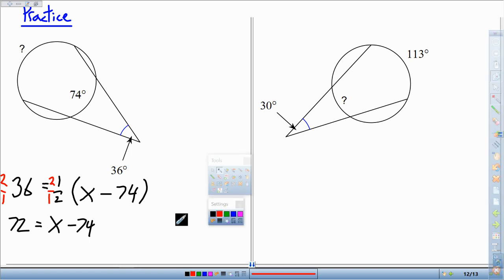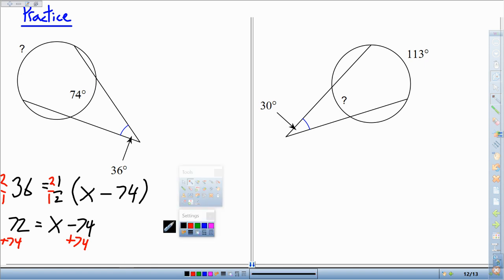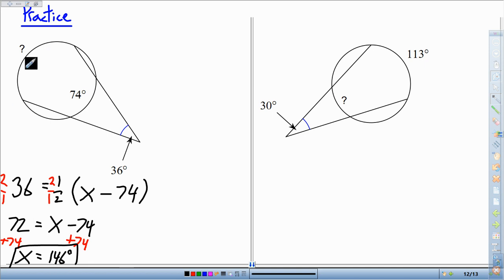Okay, and then from here, we can add 74. Okay, 72 plus 74 gives me 146. I'm going to flip it around. Okay, again, I'm thinking that's a pretty big arc, almost the semicircle, and that's about what that looks like.